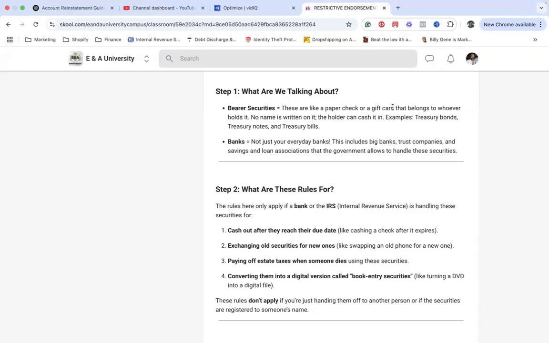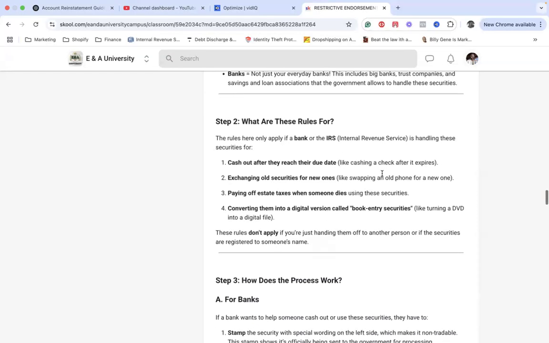Right, thank you. So, the definition of the banks. Not just everyday banks, but these include the big banks, trust companies, and savings and loan associations that the government allows to handle these securities. So the banks also include these other companies that are in the contracts that are also considered indentured trustees for the simple fact that they are a part of those contracts.